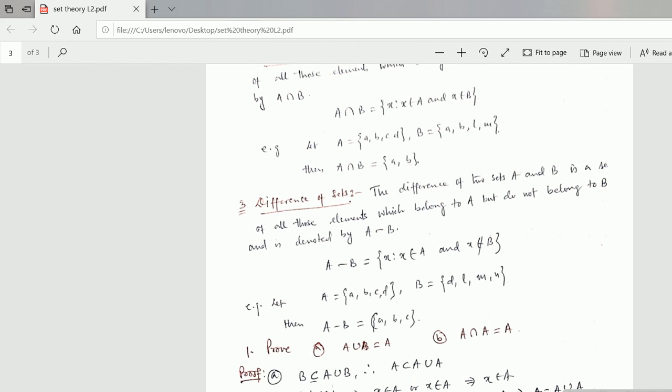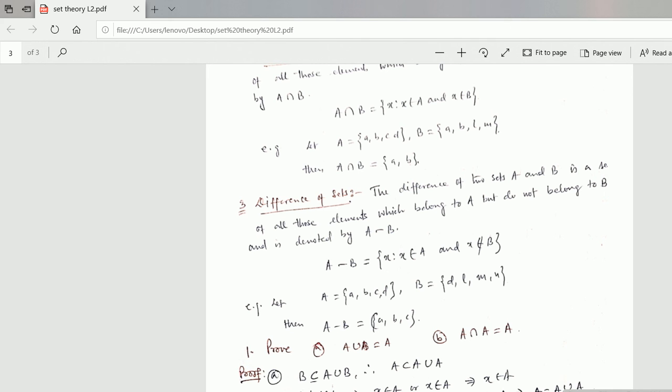Now difference of sets. The difference of two sets A and B is the set of all those elements which belong to A but do not belong to B, and is denoted by A minus B. That is, A minus B equals X such that X belongs to A and X does not belong to B. You can see here an example is given.